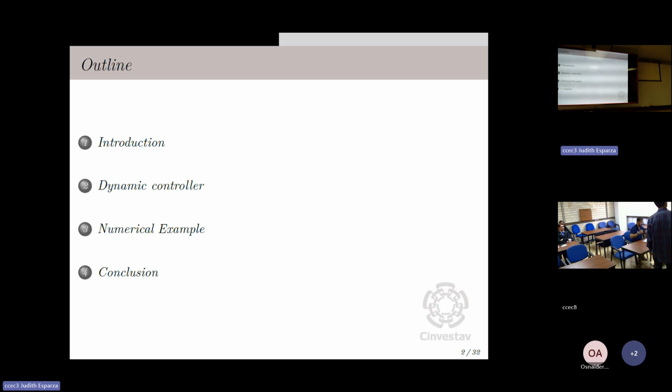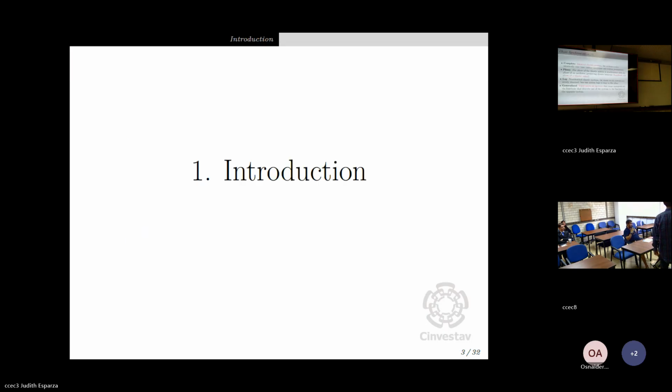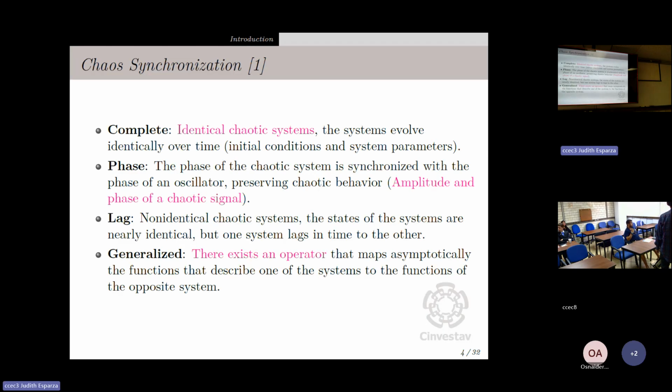The outline of this talk is really brief. There is no large content: a brief introduction, the dynamic controller, the proposal, a numerical example, and some conclusions. Introduction: chaos synchronization.